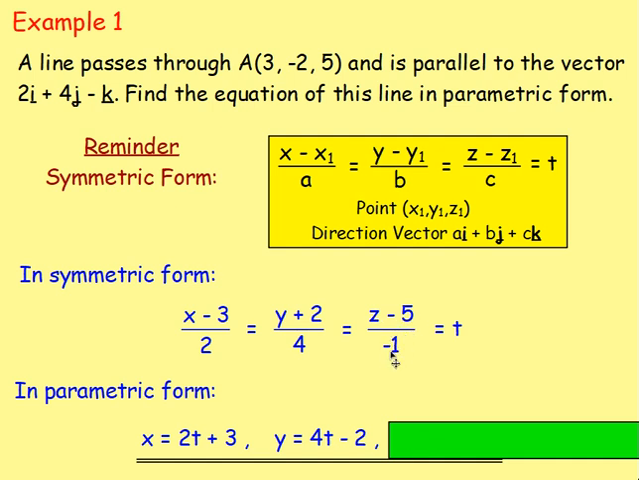And with z, take away 5 over negative 1 equals t. If you multiply both sides by negative 1, then you would have z take away 5 equals negative t. And if you add 5 to both sides, you would have z equals the negative t plus 5. And that is your answer. That is the equation of the line in parametric form.